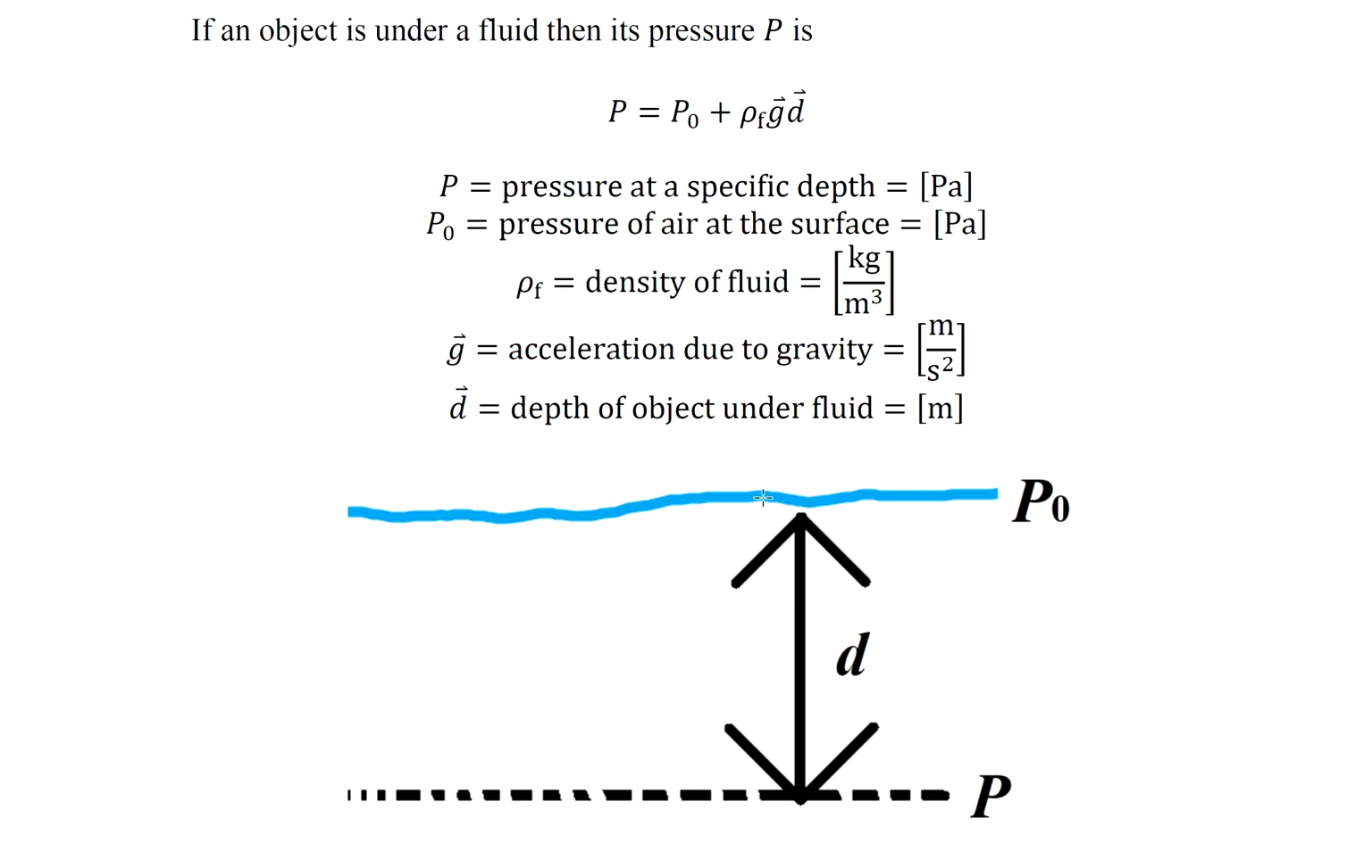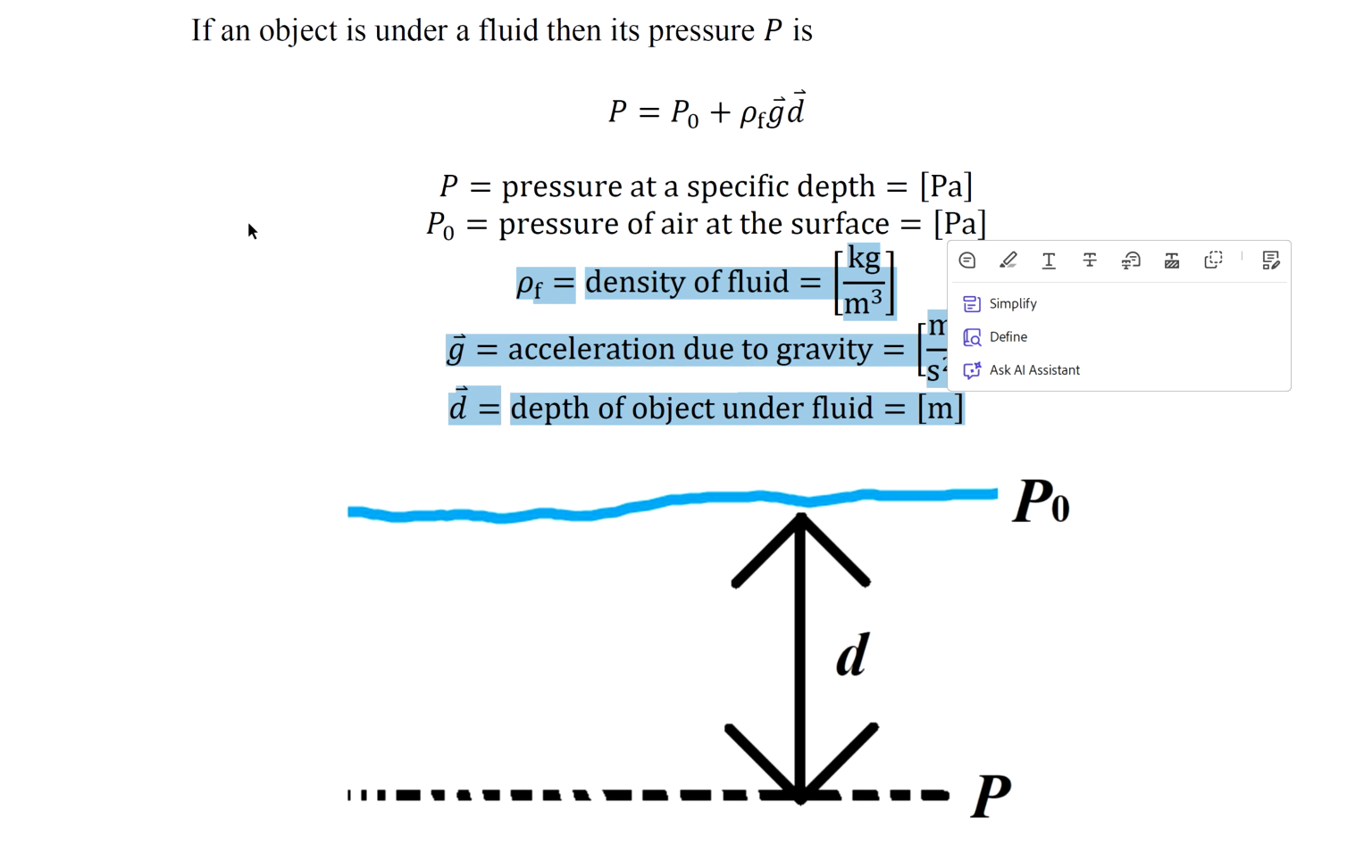If we're under the water or a liquid, then the pressure at point P, a vertical distance below the liquid, is the pressure of the air at the surface. That means at the water level, plus rho g d, where rho is the density of the fluid, g is 9.81, and d is the depth of the object under the fluid.